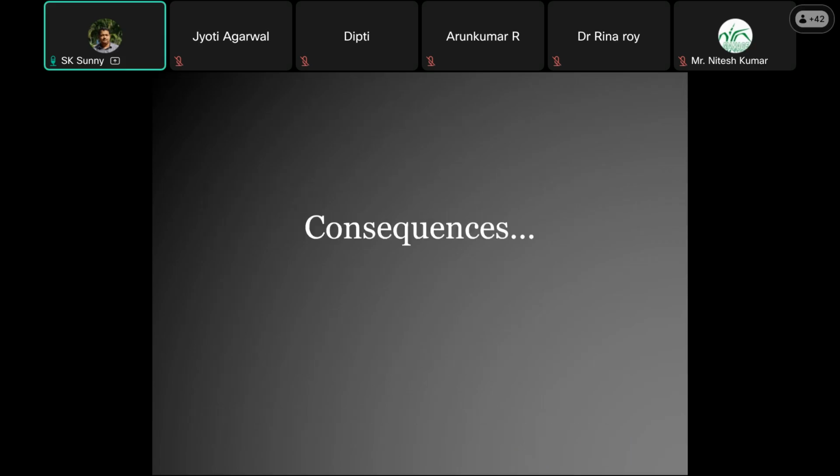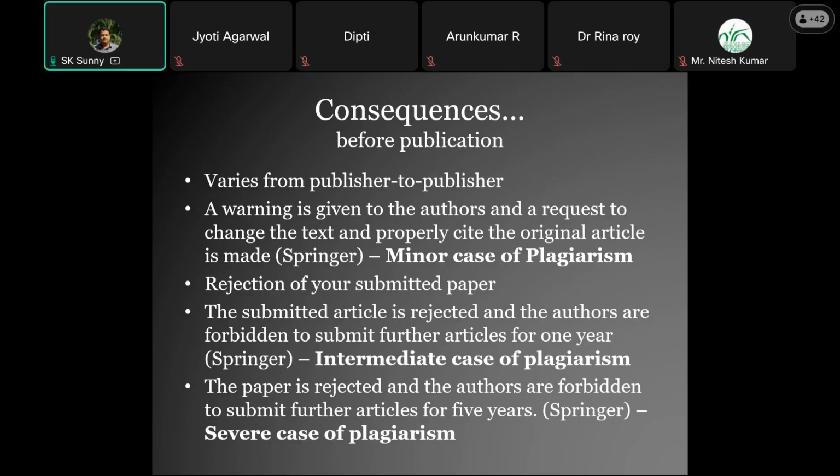So before coming to what is actually plagiarism, let me show you few consequences if someone is caught plagiarizing, what might happen. So few consequences before publication. Suppose you have submitted a manuscript to a publisher and the publisher identifies that you have plagiarized. So the publisher may take few decisions. If it is minor case of plagiarism, I have taken this example from Springer. It varies from publisher to publisher. So if it is a minor case of plagiarism, a small theft, a warning is given to the authors and a request to change the text and properly cite the original article.